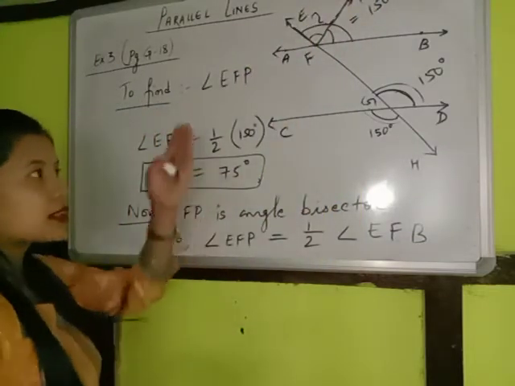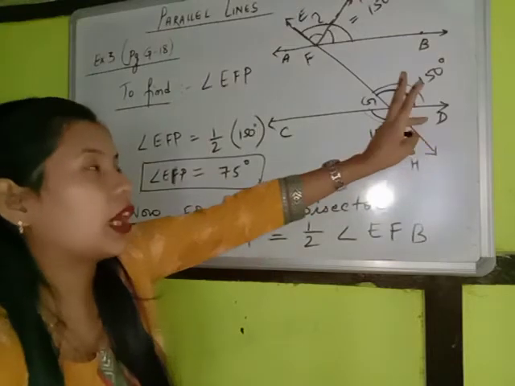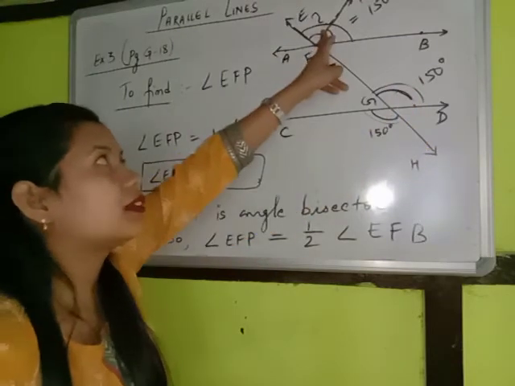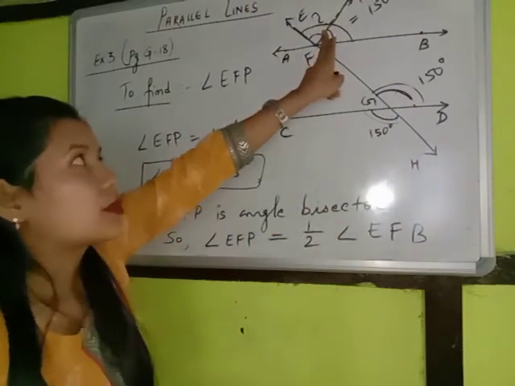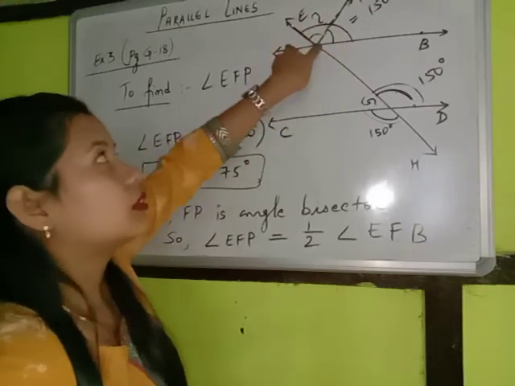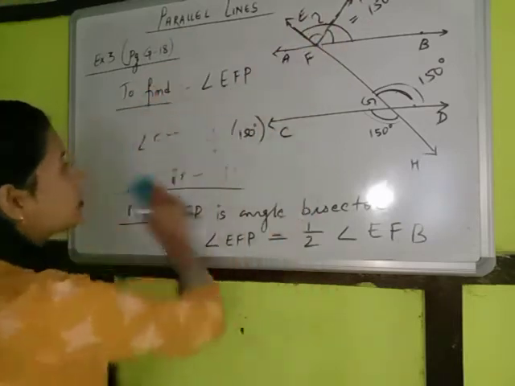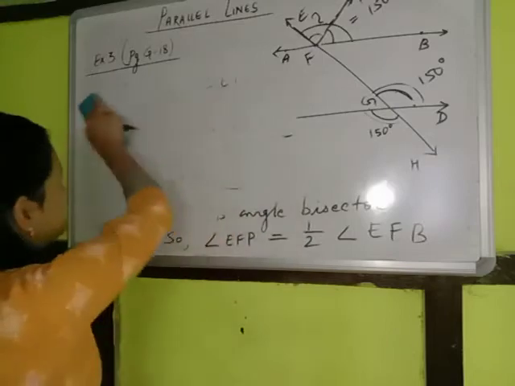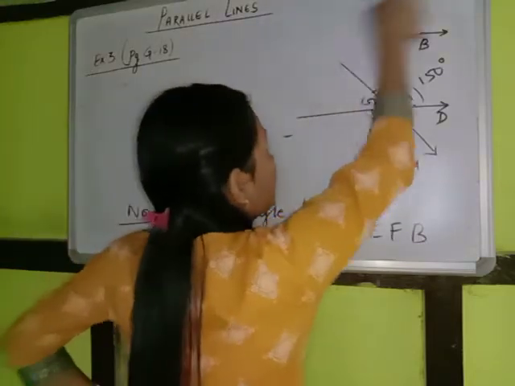So we have done it stepwise. First, we found out this angle. Then, we found out this angle. Then, we used the concept of bisector and found out the required angle. This is how we do it. This was question number 4.